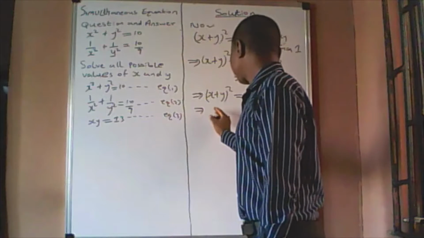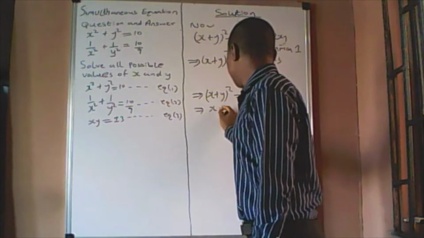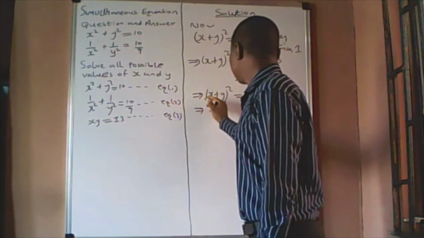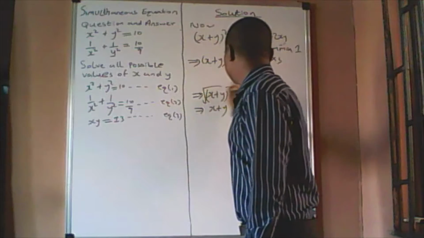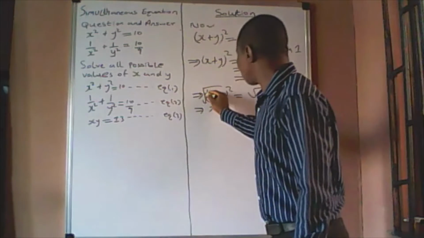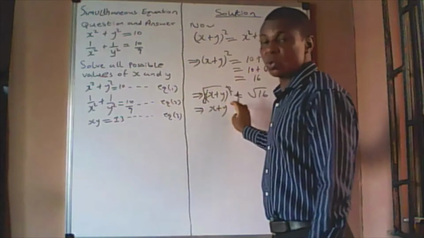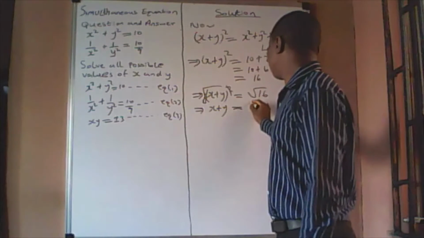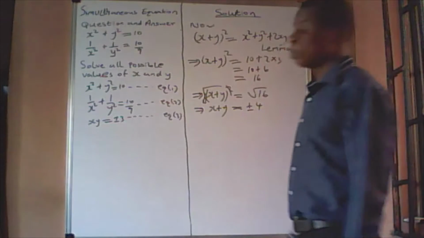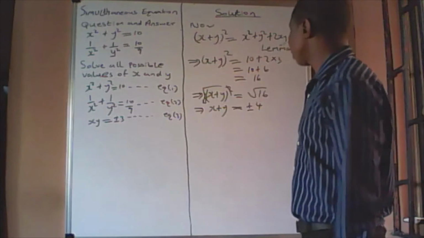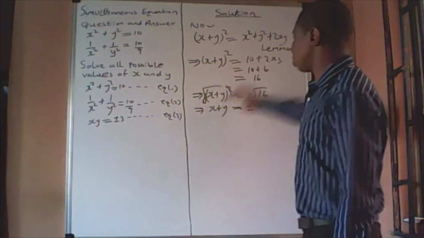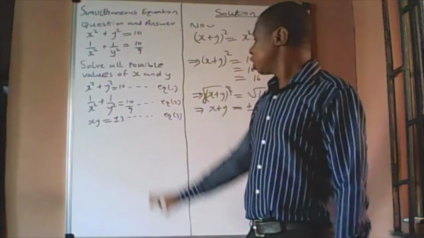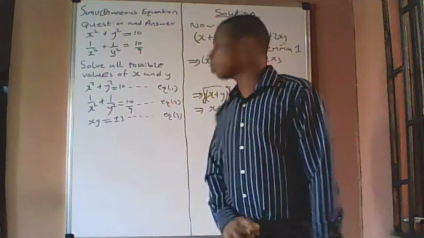It implies x plus y. The root and the square cancel, and it remains x plus y equal to root 16, which is plus or minus 4. We have already considered the plus sign of this equation. We are going to consider the minus sign of the equation.